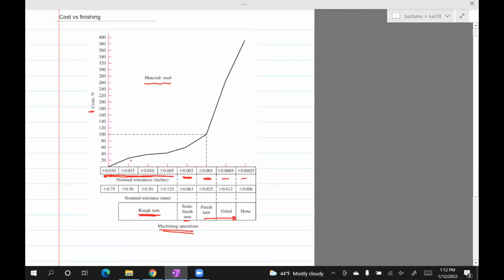So you can see that the costs are some number, 100% of whatever is available in the market, but as you add these last two operations, it just shoots up all the way to 400%. So this is one of the things we want to care about when we want to manufacture something. It has to be economical.